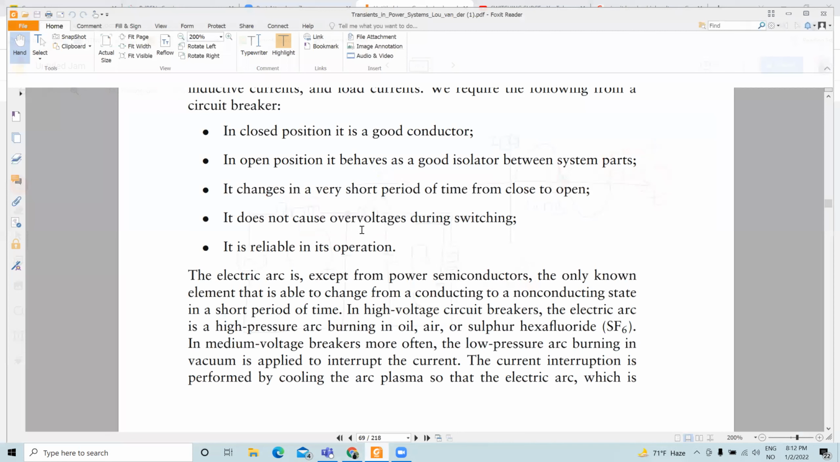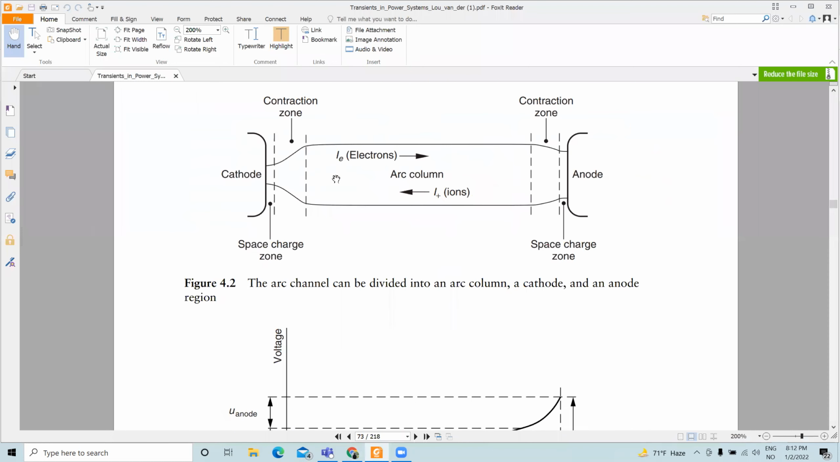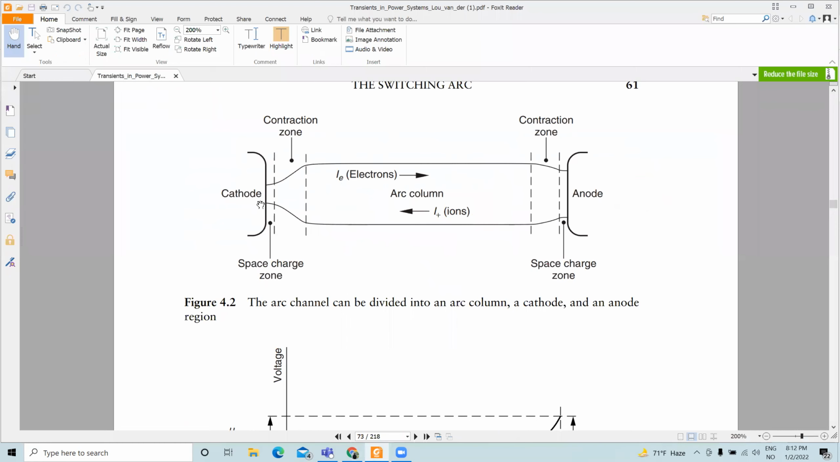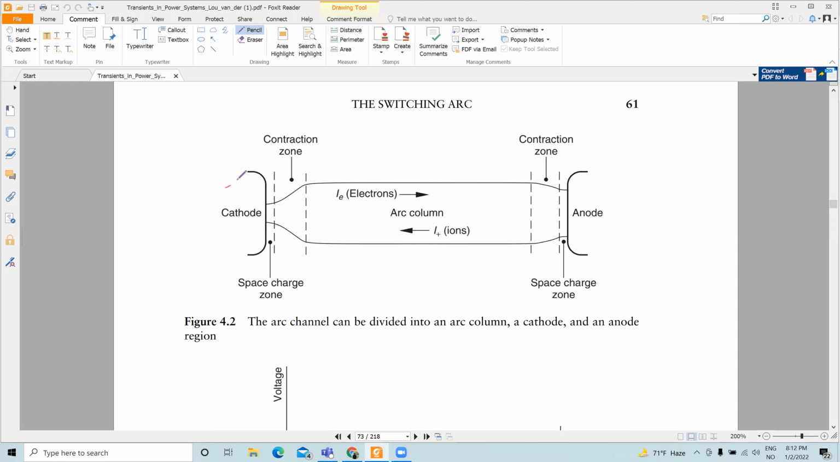What else do we have here? We have the switching arc. I tried to explain what happens here when you have a transition in the temperatures. So this is what you have inside the arc. Inside the arc, you have two electrodes, one is the cathode and the other is the anode. The cathode is the negative part, connected with the negative terminal. The anode is the positive terminal here. And then you have the arc.